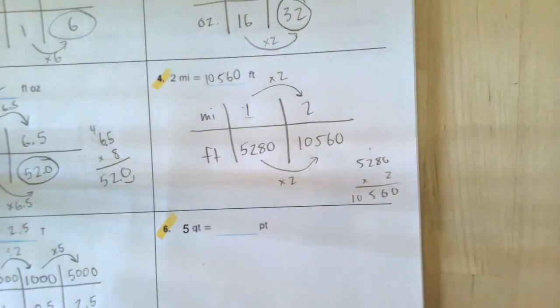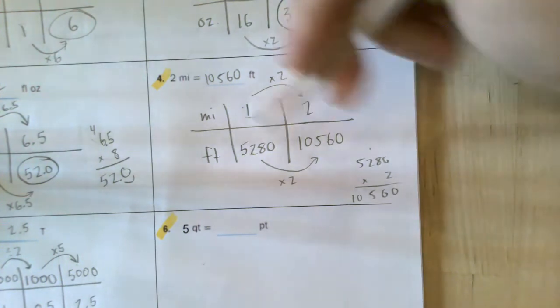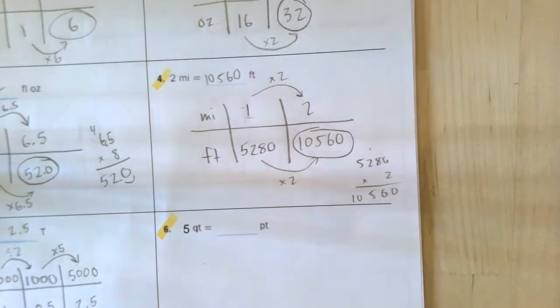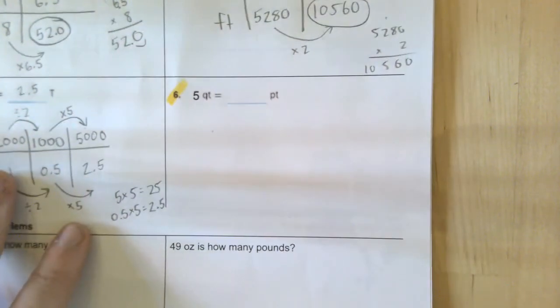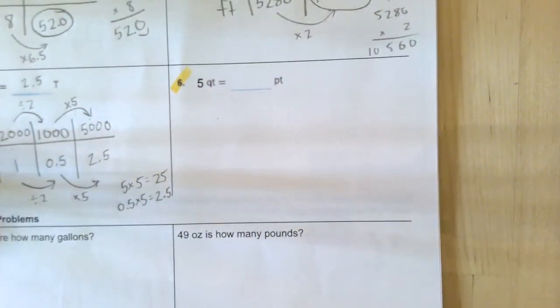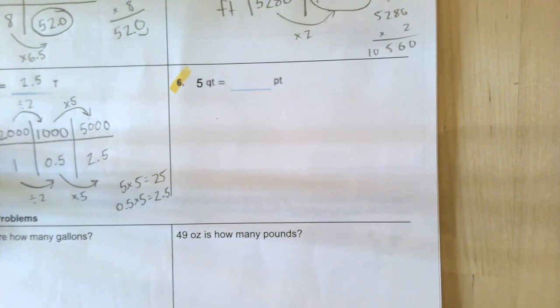Okie dokes. Set up my chart, did my labels, looked at the conversion chart, multiplied by 2, and the answer I got was 10,560. All I had to do was multiply by 2. Not too bad. All right, here we go. Going quarts to pints. Pause the video, try it on your own, unpause when you're done.